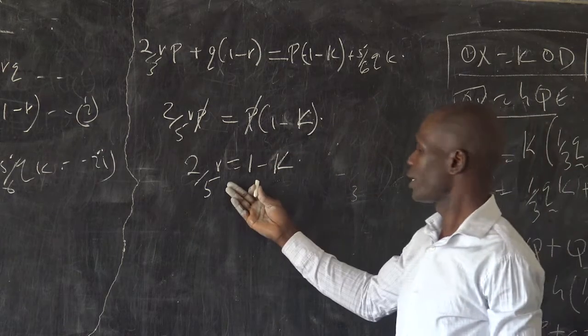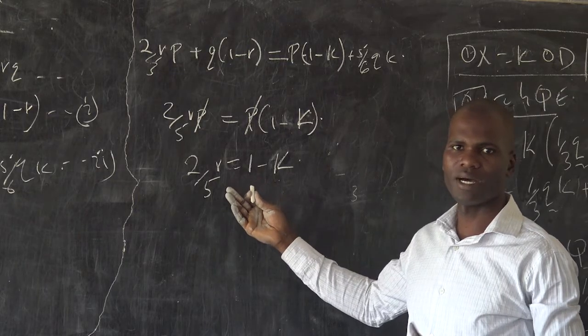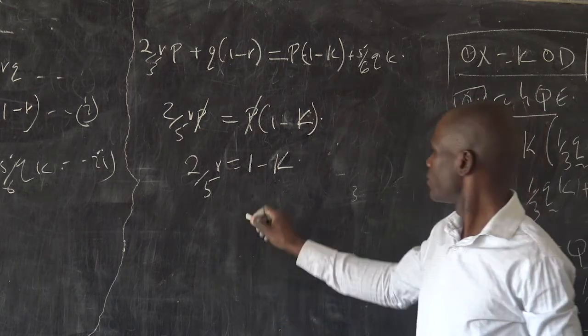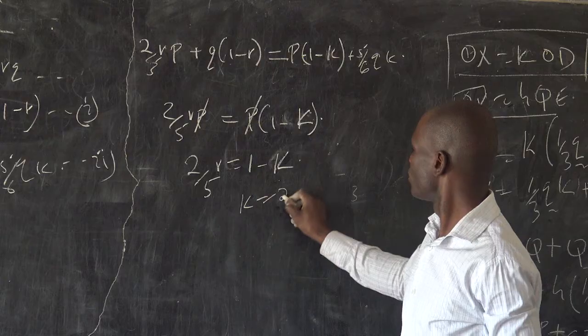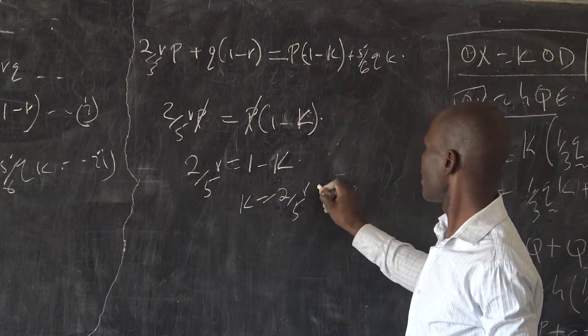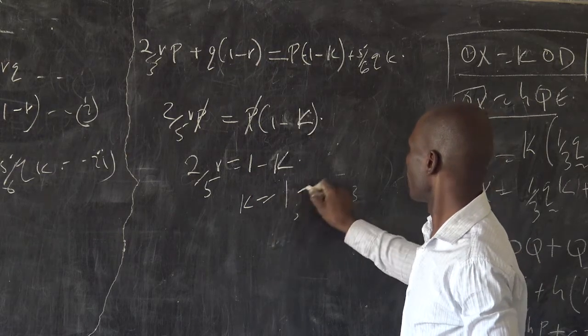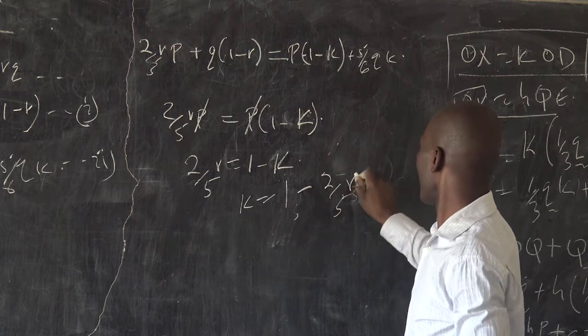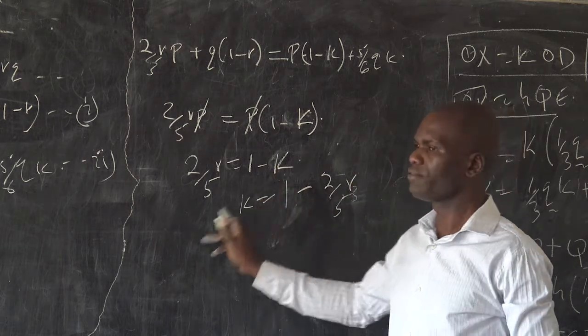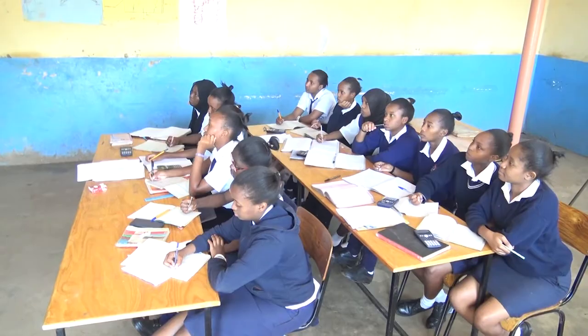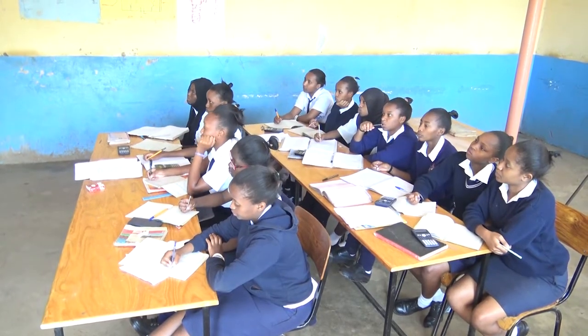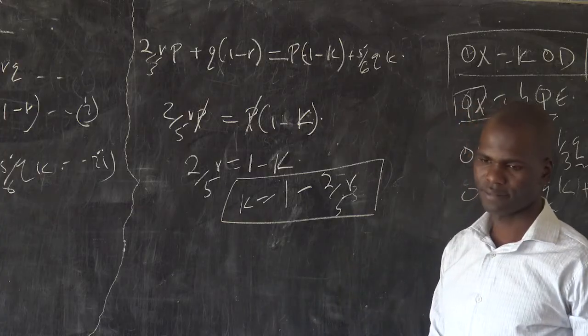So this is the same, we can write the equation for K in terms of R. So K equals 1 minus 2 over 5 R, because the negative goes to the other side and the positive comes. So this is the value of the expression for K.